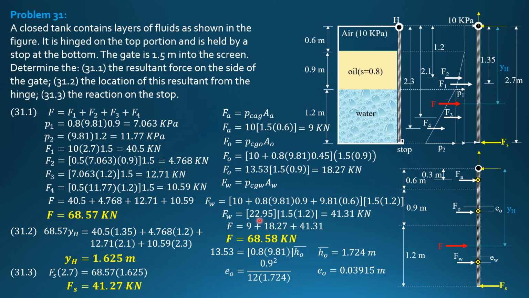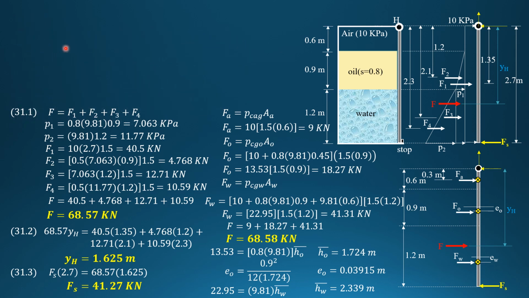Then pressure at the centroid of water, 22.95. Equate that to specific weight of water times barred H of water because it is water in contact with the gate in this portion here. So 22.95 equals 9.81 times barred H of water. So barred H of water is equal to 2.339 meters. So let's move this so that you can see the solution in this one slide only. So E of water equals height of gate in contact with water 1.2 squared over 12 barred H of water 2.339. So it is 0.05130.